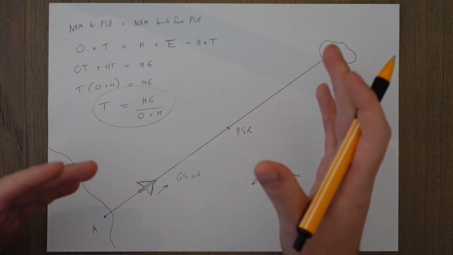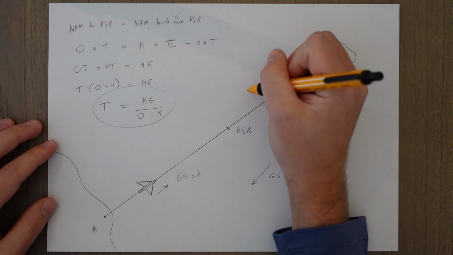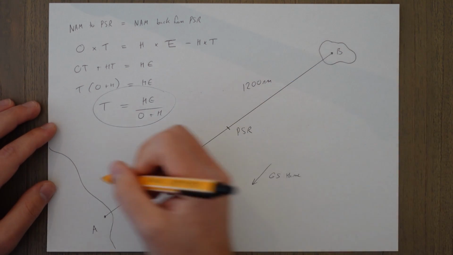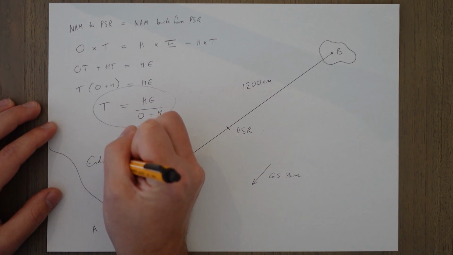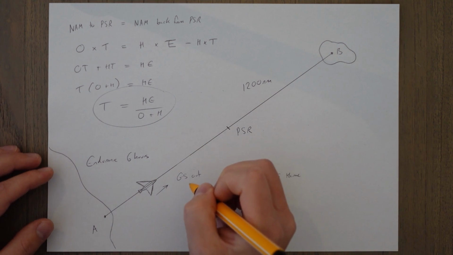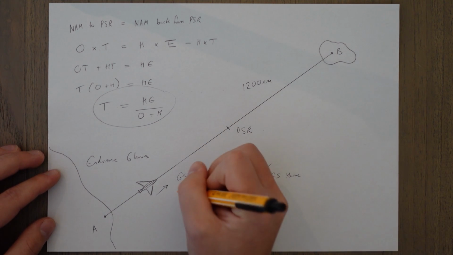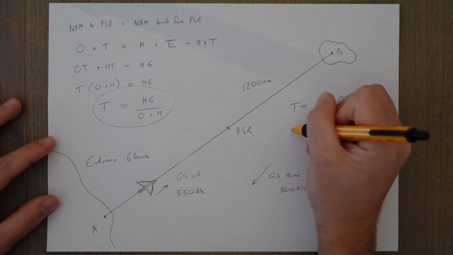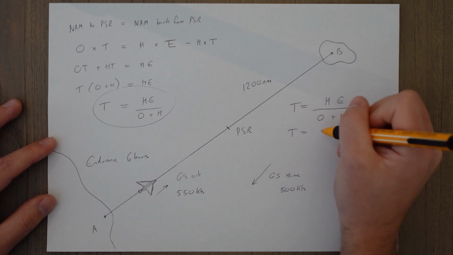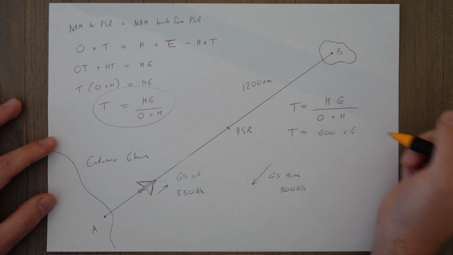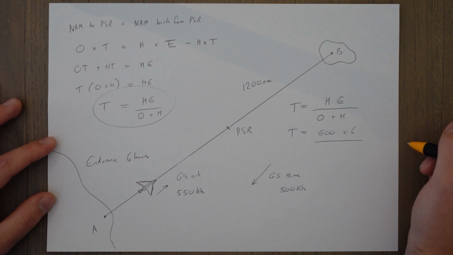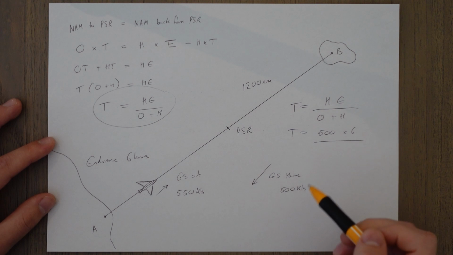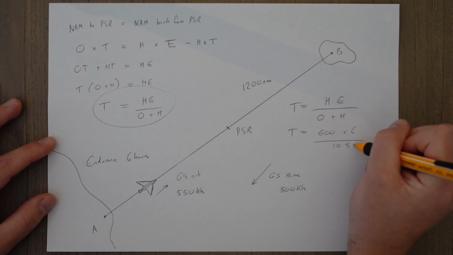So to give an example, let's say we had a total distance here of 12,000 nautical miles. We had a safe endurance of 6 hours with a ground speed of 550 knots on the outward leg, and it's going to be 500 on the way back. We then just plug in the numbers. So the time is going to be home speed, 500 times 6, over our outspeed plus H. So our outspeed 500 plus 550, 1050.